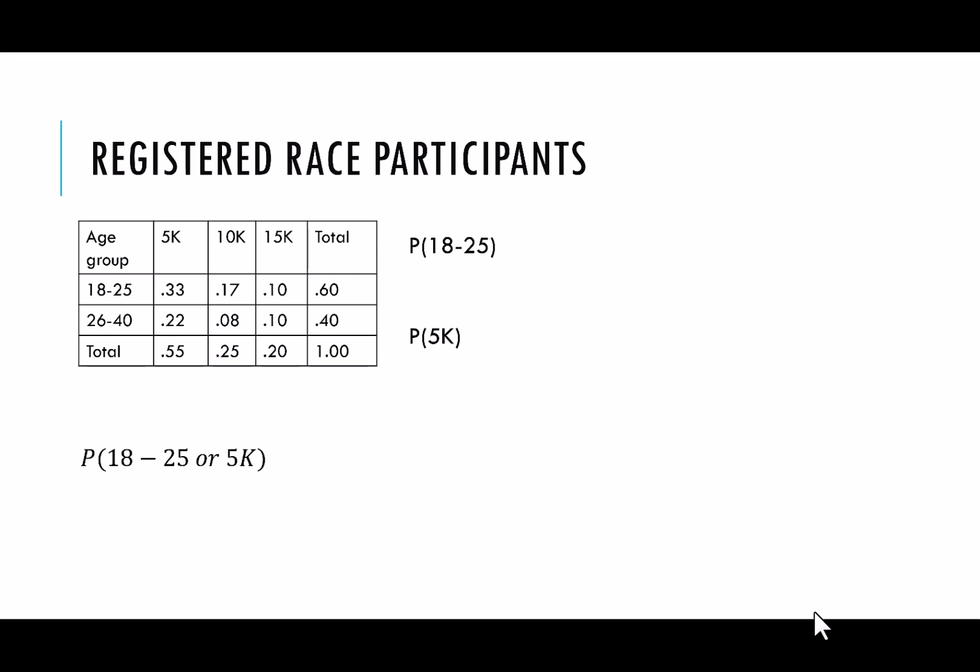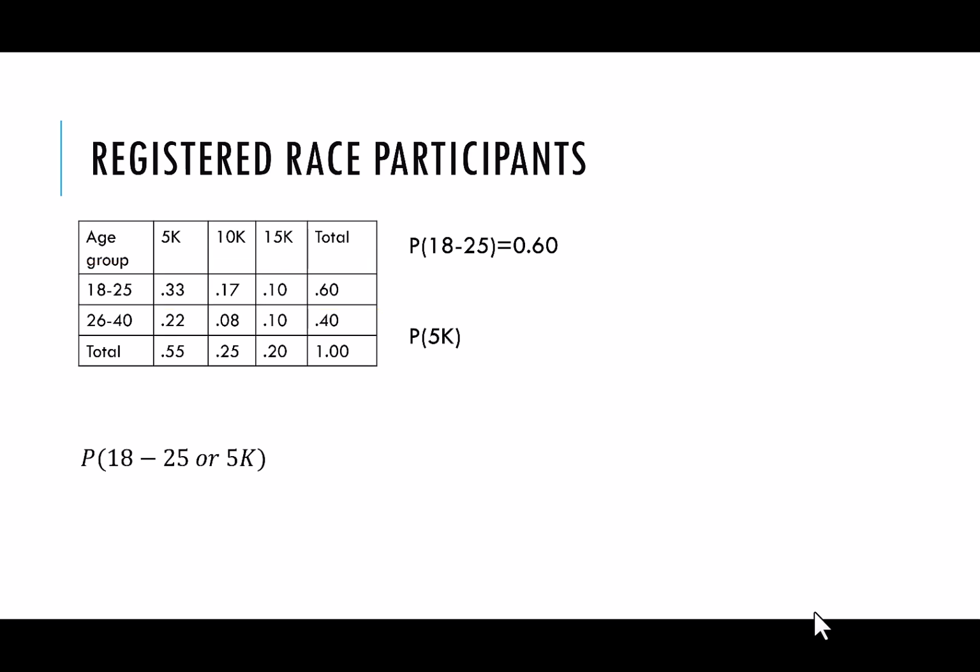This contingency table groups registered race participants by age groups and by the type of race they participated in. This time, the numbers in the boxes represent the probabilities, not the counts of the participants. The first thing we want to find is the probability of selecting someone at random and that the participant would be 18 to 25. We find the row of 18 to 25, we go all the way over to the total, which is 0.60.